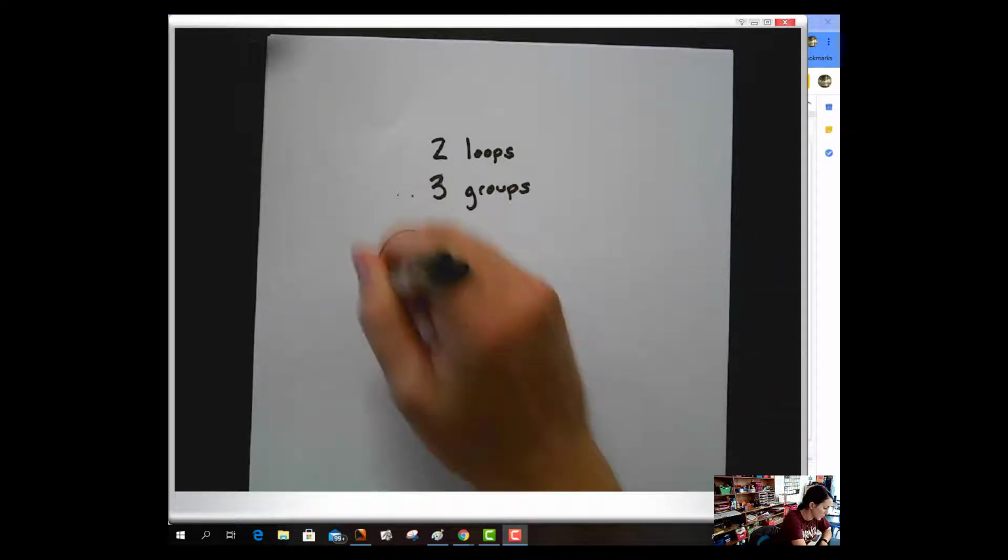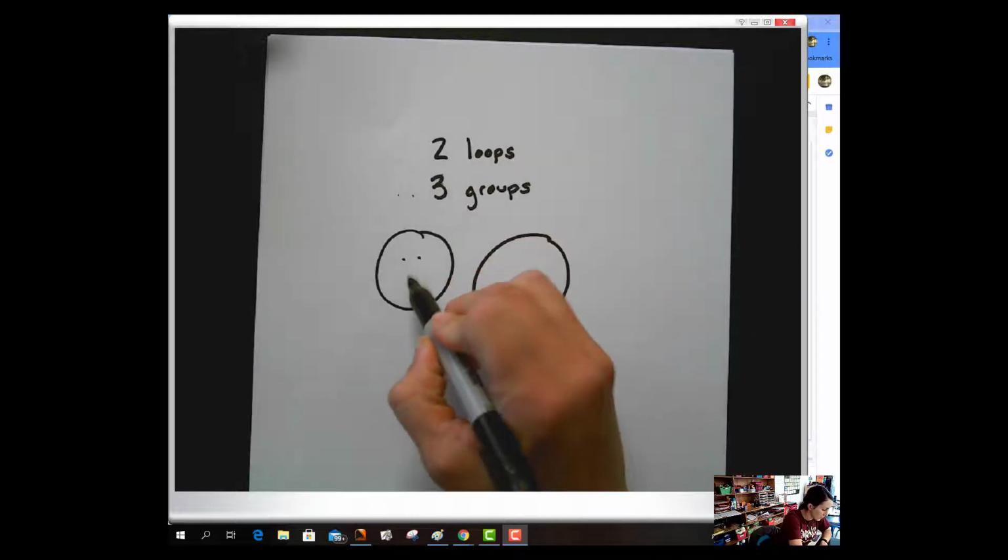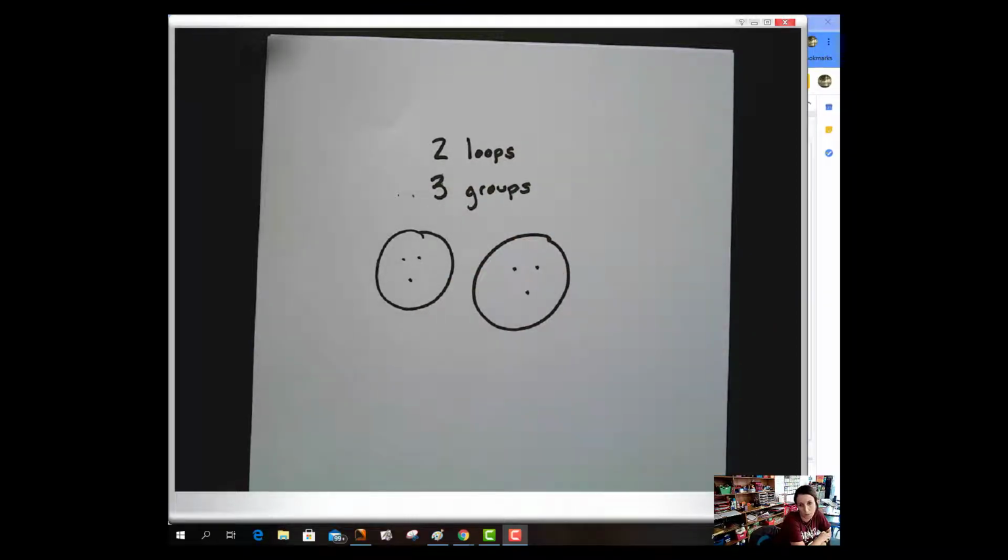You should have 2 circles drawn, because 2 loops, and there's 3 in each one. 1, 2, 3, 1, 2, 3. Kind of looks like a bowling ball. So you have 2 loops that have 3 groups in them.